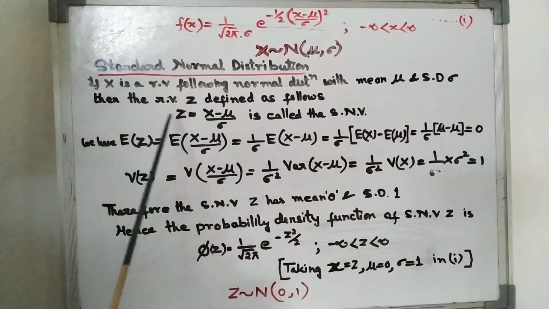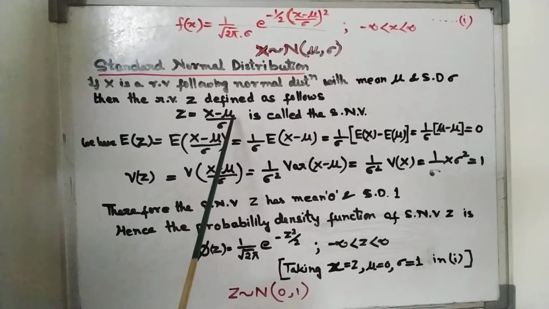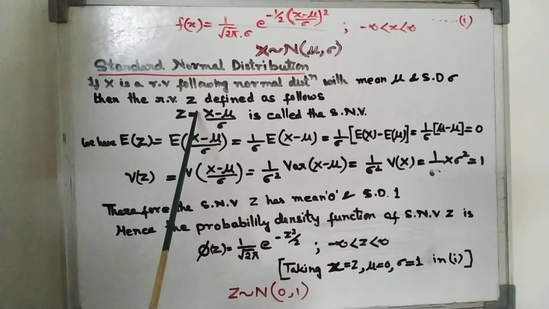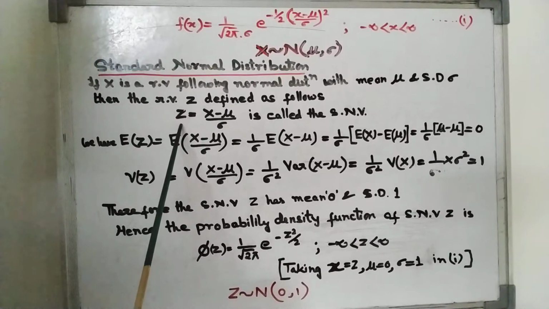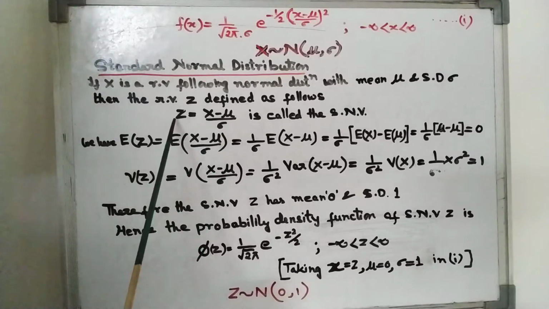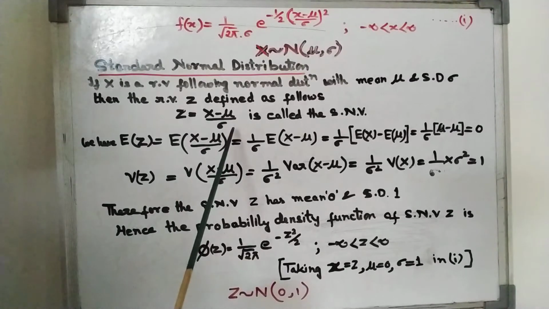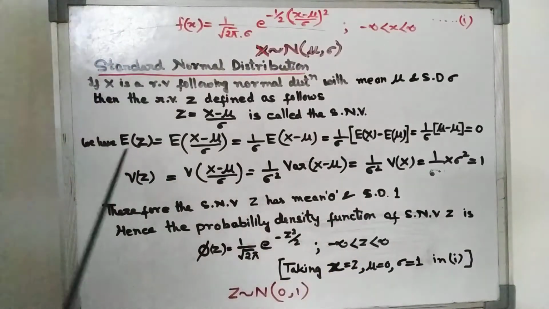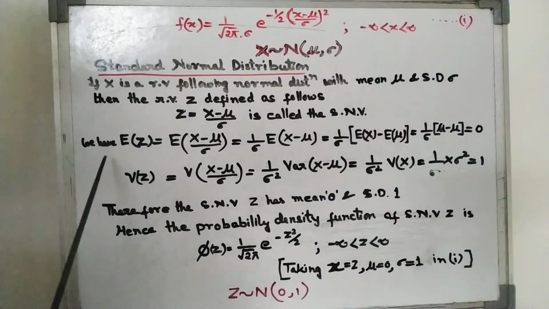So here what we are doing is changing the origin and scale. X is your normal variate and z is your standard normal variate. We standardize this variate by changing origin and scale in this way. So z is defined as x minus mu divided by sigma, which is called the standard normal variate. Now let's find the mean and variance of this.